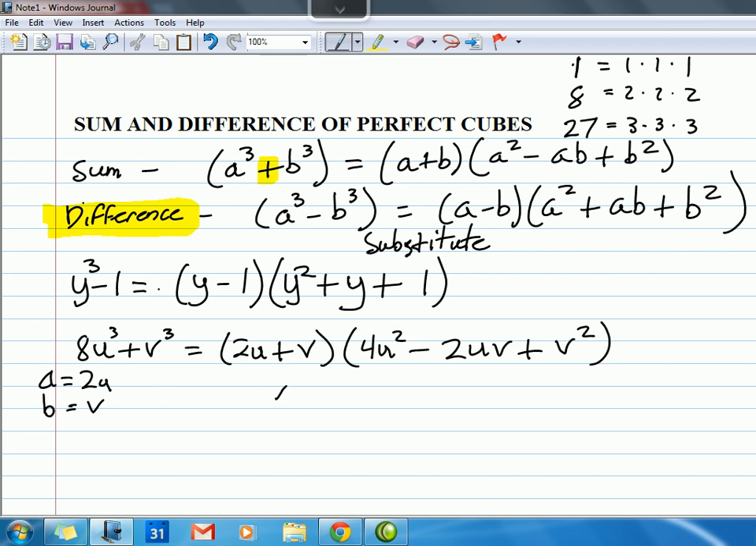So this is the idea behind sum and difference of perfect cubes. But we'll do more of these in the future just to really get a hang of those.